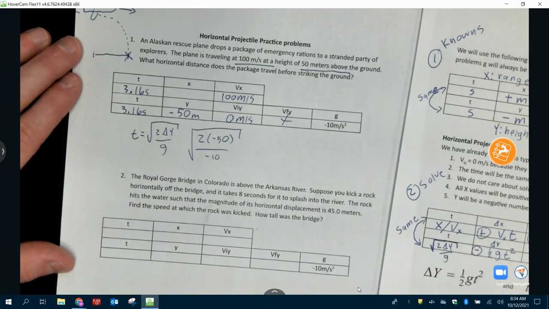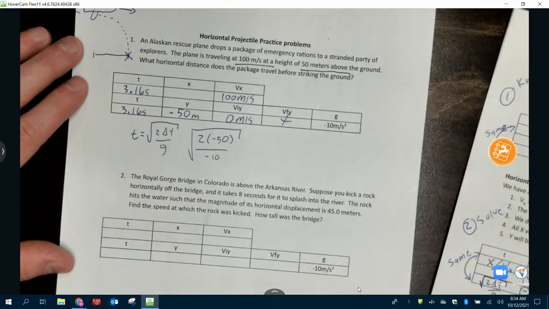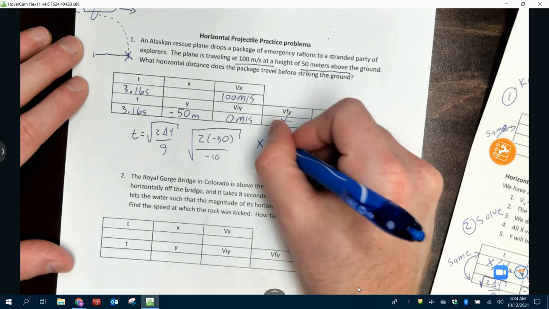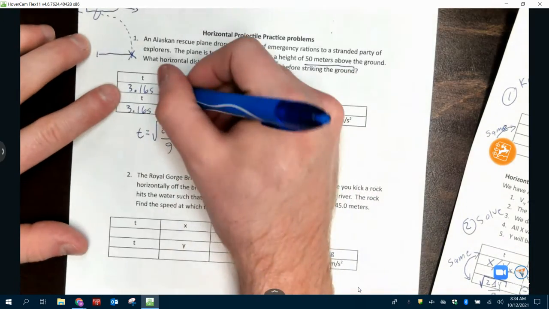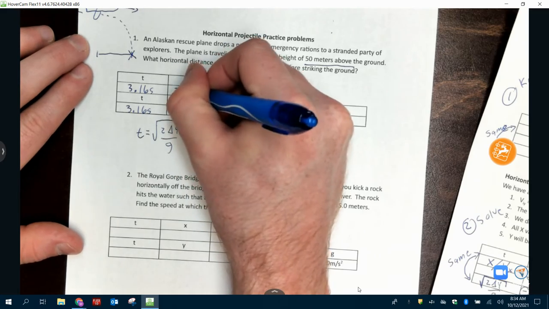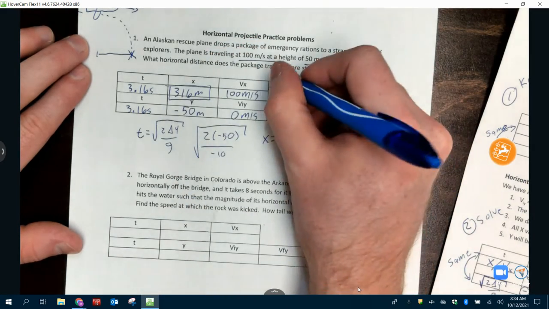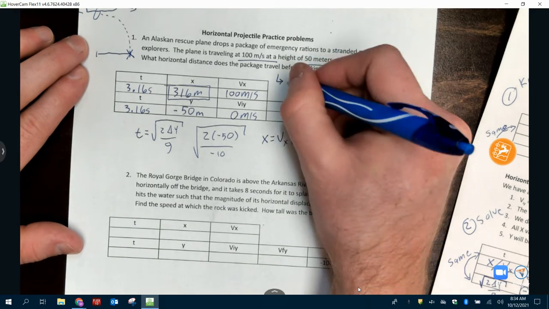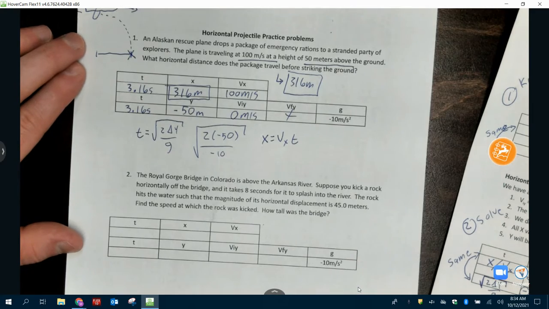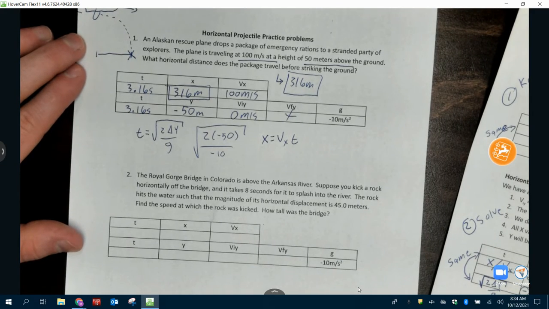Now we can get x. X is vx times t. So x equals vx times t. 100 times 3.16 is going to be 316 meters. Okay. Our answer is it's got to be dropped 316 meters in front of the target. If you want it to land here, we got to drop it 316 meters out in front.